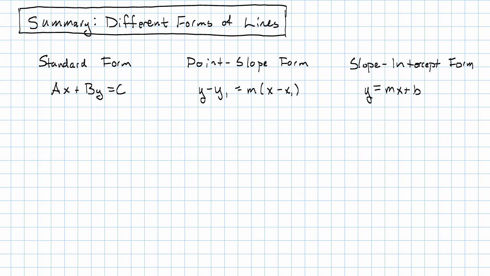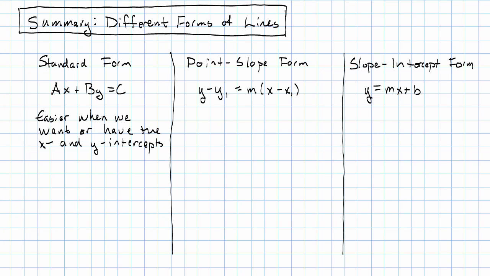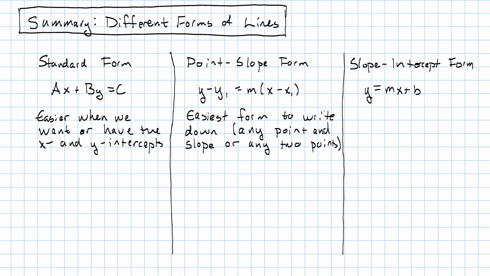Why do we have all these forms of lines? Well, because sometimes one is easier to work with than another. Which ones are easier to work with? The standard form is easier to work with when we're interested in the x and y intercepts. The point-slope form is the easiest form to write down. Any point and the slope, or any 2 points, is enough information to just write down the point-slope form.